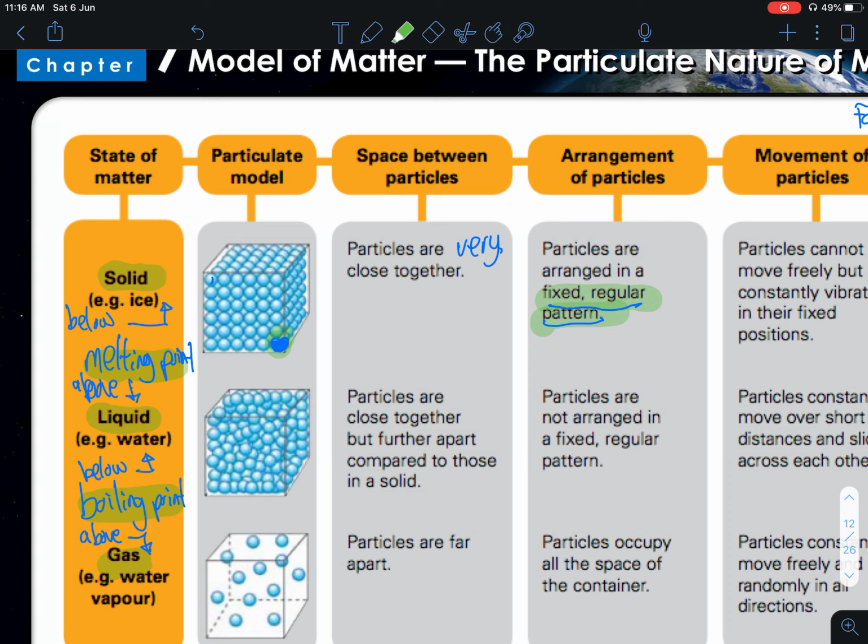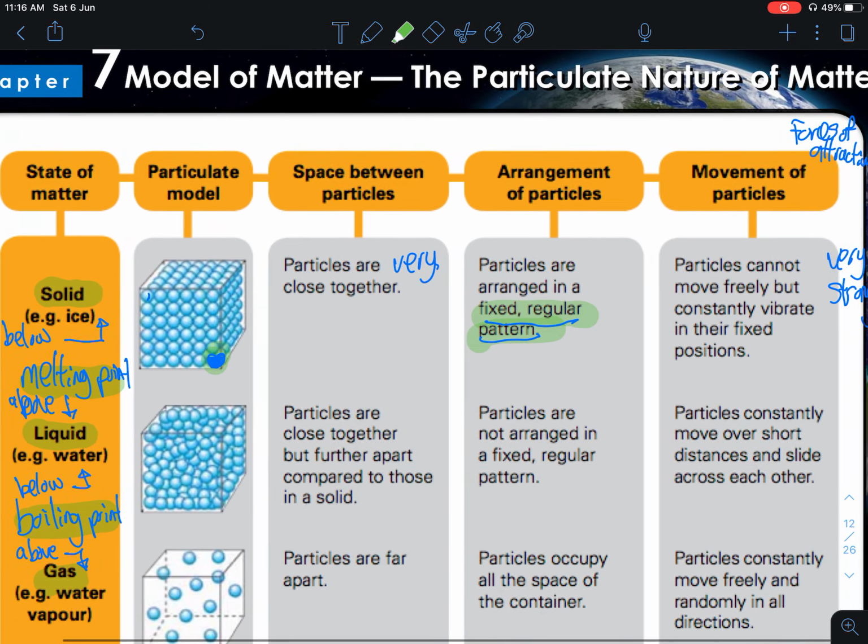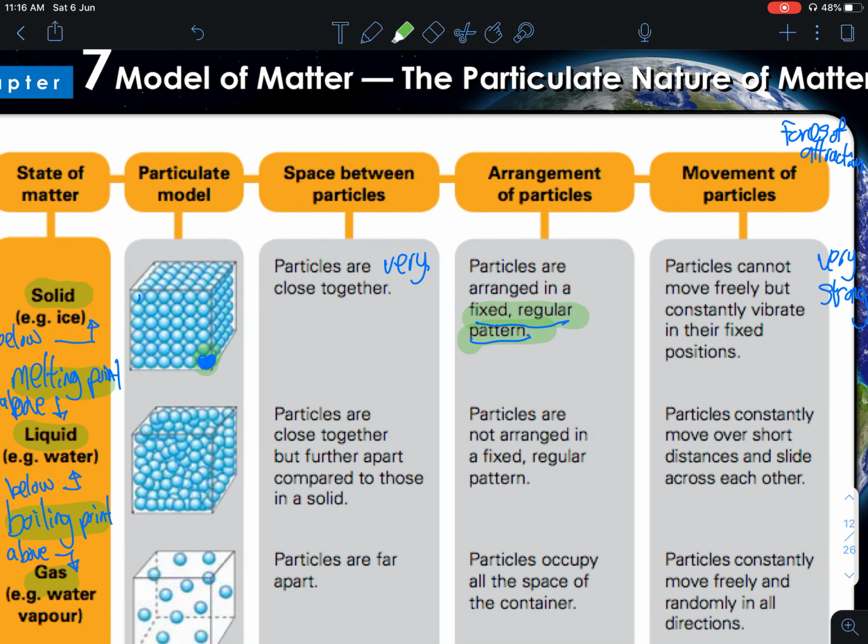Secondly, how is it having a very regular pattern? Because it's fixed already. They are arranged side by side in a very regular manner, in the sense that it's like one straight row, one straight column. And with the particles being closer together, you have greater forces of attraction because you're holding each other very close and very strong. Therefore, the particles cannot move freely and are only able to vibrate about their fixed position.